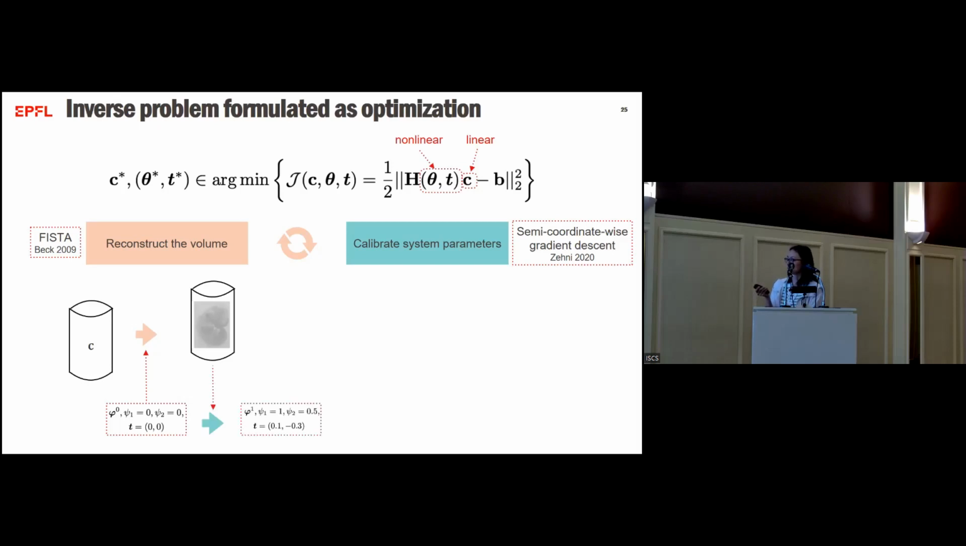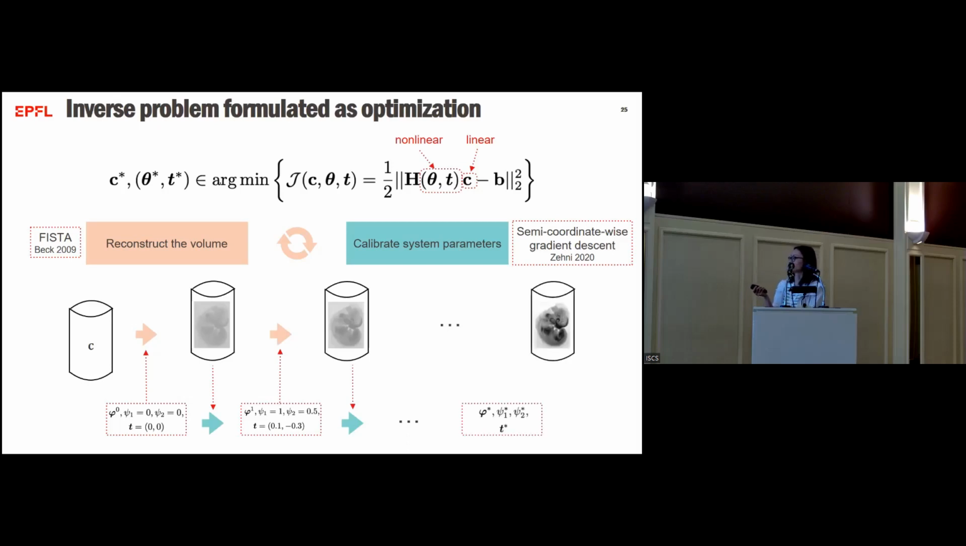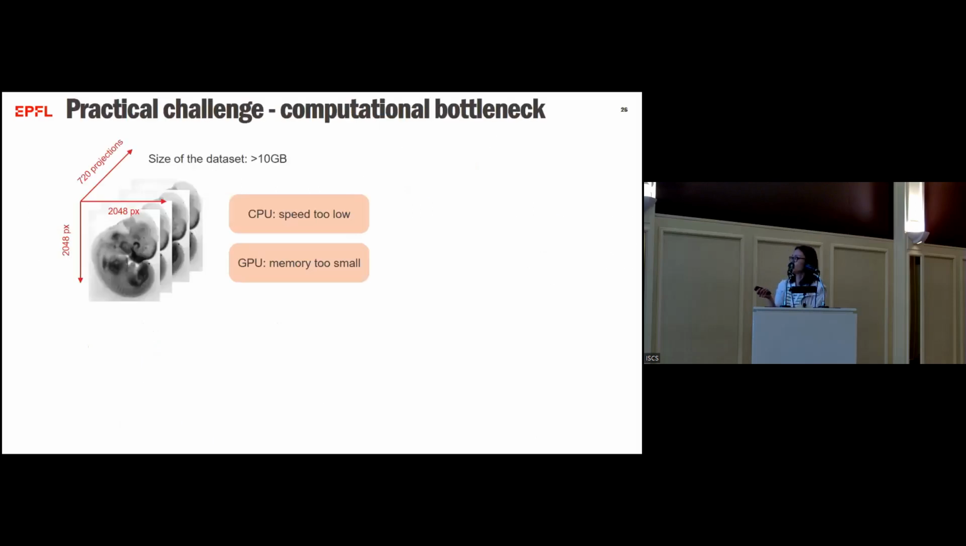Then we run one step of calibration to update the parameters. Then we do this again, and so on, until we have a very good estimation of the system parameters that we can use to do 3D reconstruction free of mechanical errors. Now this pipeline looks good.